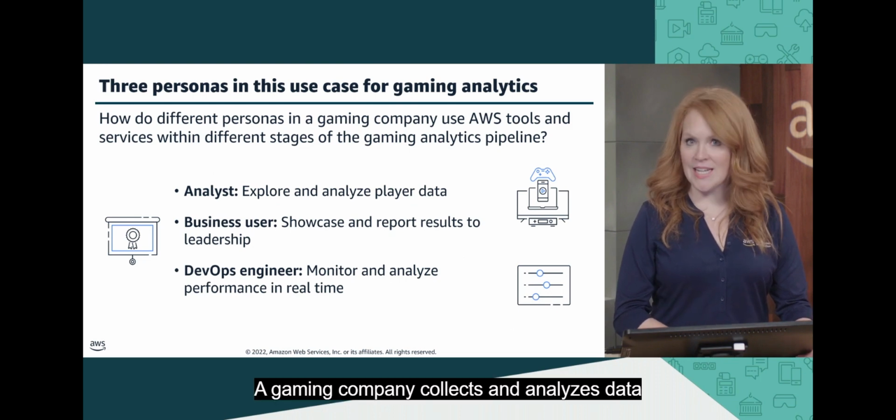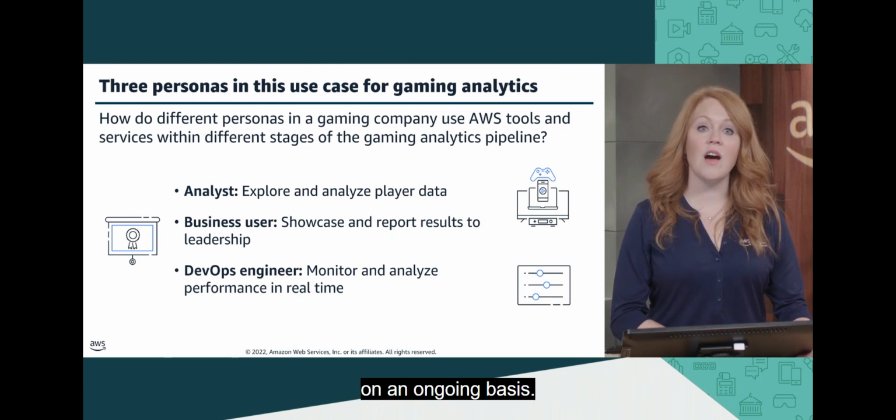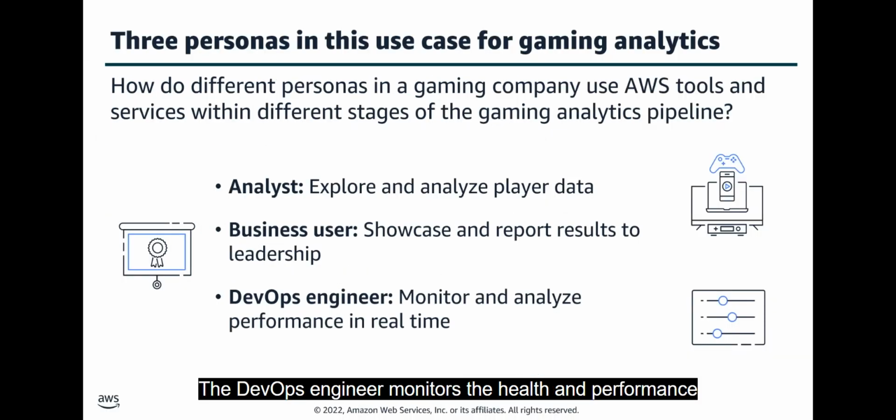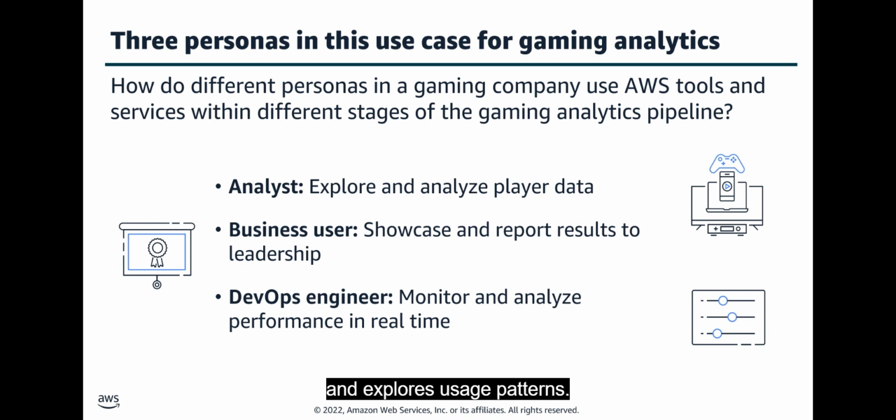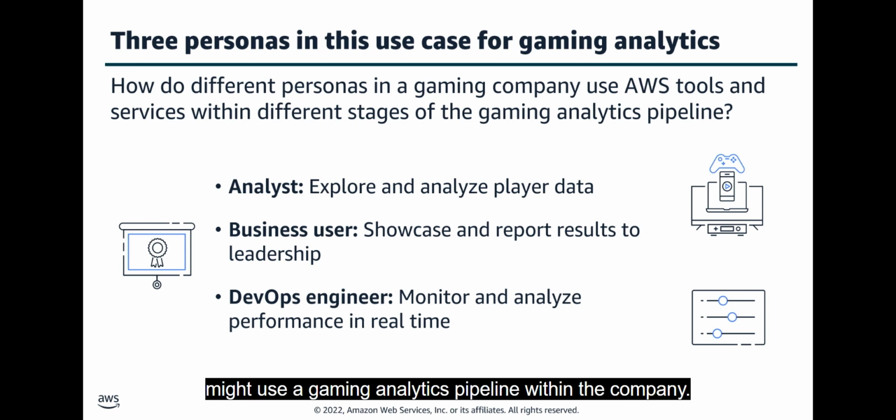A gaming company collects and analyzes data on an ongoing basis. The DevOps engineer monitors the health and performance of gaming servers, and the data analyst continuously analyzes player statistics and explores usage patterns. Business users also analyze data to showcase and visualize important information to leadership periodically. Let's look at how 3 different roles, analyst, business user, DevOps engineer, might use a gaming analytics pipeline within the company.